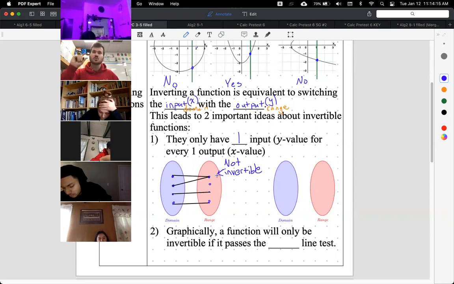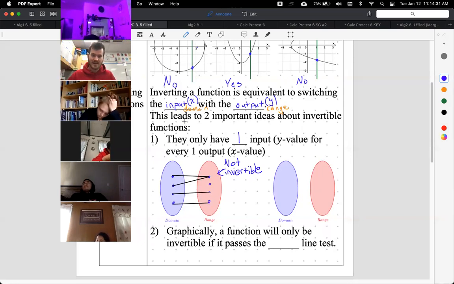Switch the range with the domain. Now, if I look at this point in the range and I say, where does it go to in the domain? It goes to that one point. Okay, no problem, no dilemma. If I look at this point, yes, no problem, no dilemma. It goes to that one spot.